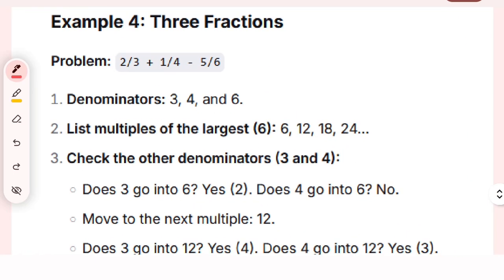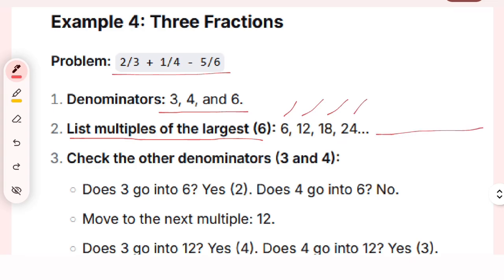What about if we are given 3 fractions like this? We have 2/3 plus 1/4 minus 5/6. How can we find the LCD of 3 fractions? It's just the same. We just list all denominators. The denominators are 3, 4, and 6. Next we list all multiples of the largest denominator, which is 6. What are the multiples of 6? It would be 6, 12, 18, 24, and so on.